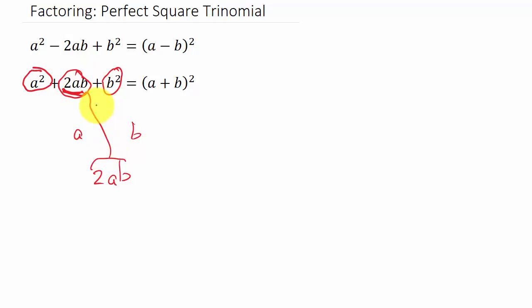And then you can see when we factor it, it's just the parentheses squared, and then it's the square root of this, which is a, this sign right here, and then the square root of the last term, b. Okay, and this is the same thing, the square root of this, sign, and the square root of the last term. Alright, so let's look at some examples.